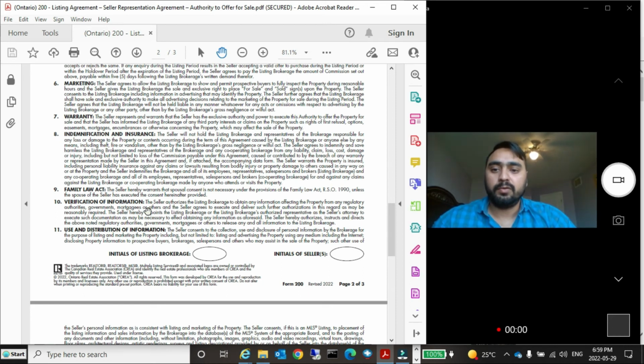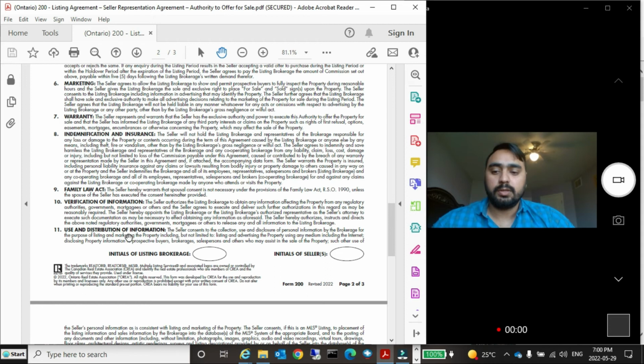Number 10 is the verification of information. The following section gives the salesperson the authority to obtain and use any reasonable information regarding the property to help market the property. That is, the salesperson can get the mortgage details, the tax information, how much the property tax is, things like that. So the salesperson can verify this information to help market the property.